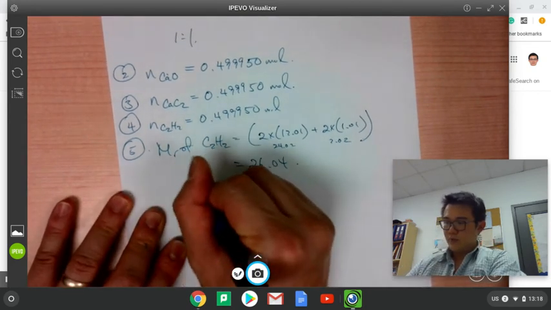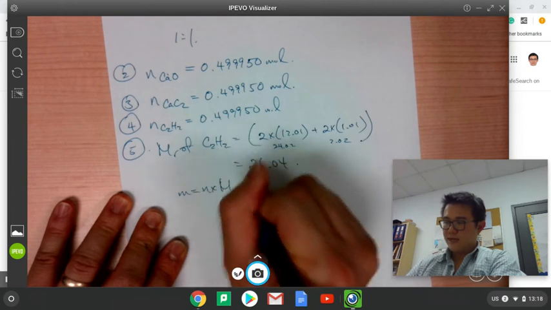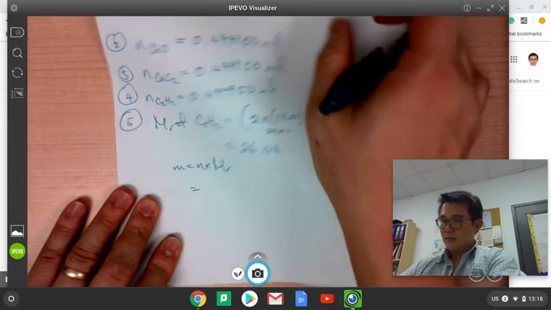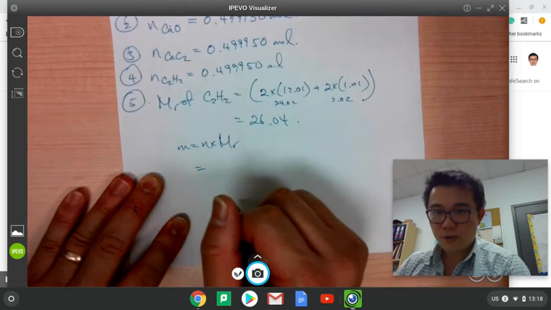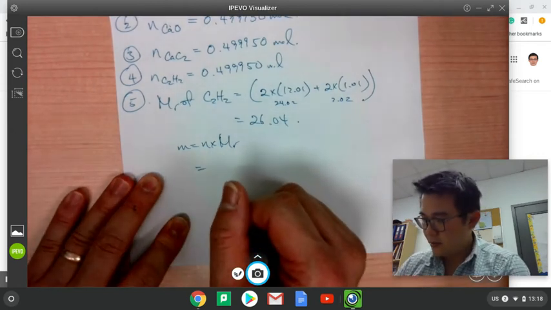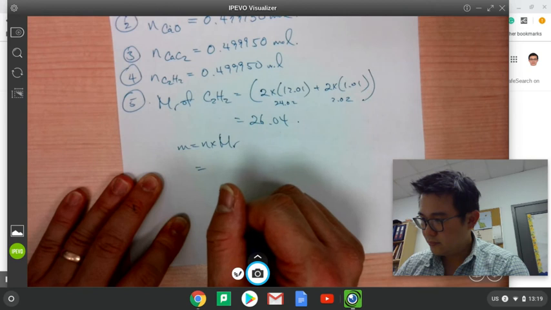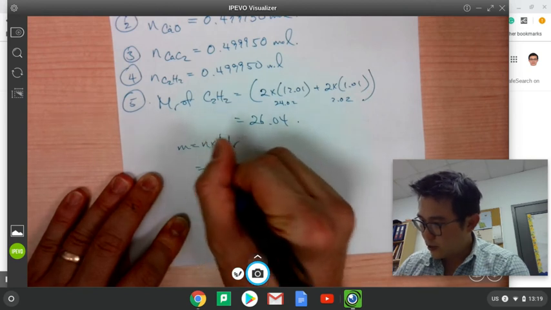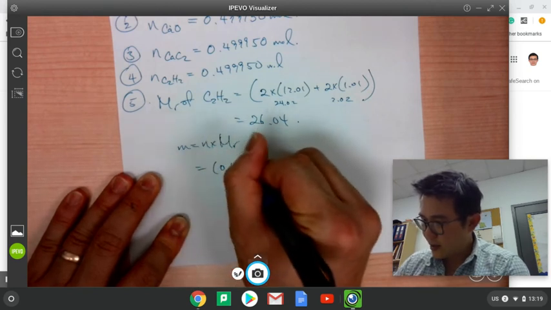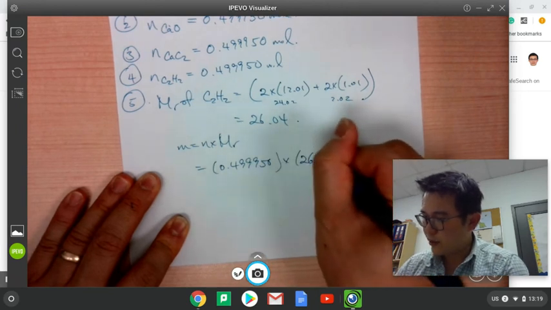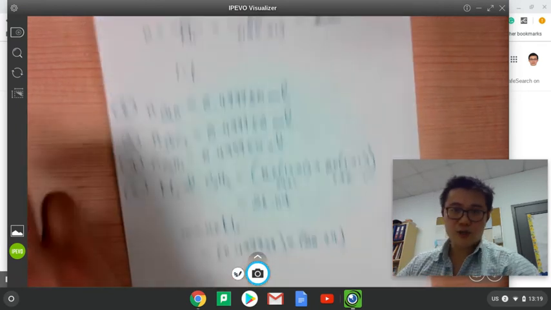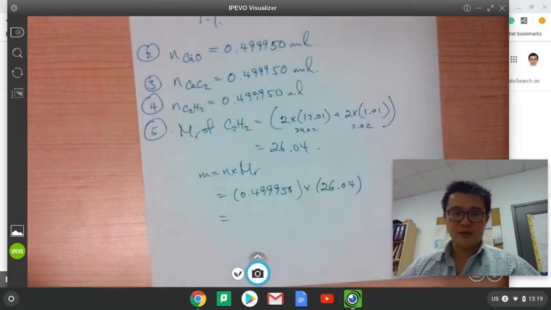Mass equals number of moles times molar mass. So in this case, here you have 0.49995 times 26.04. That should give you, put that in the calculator.